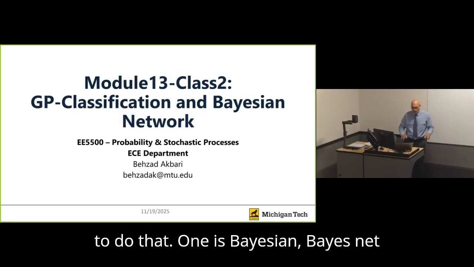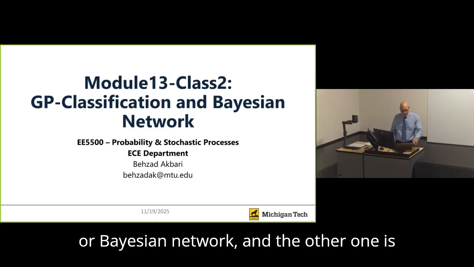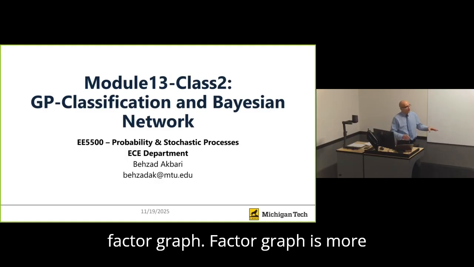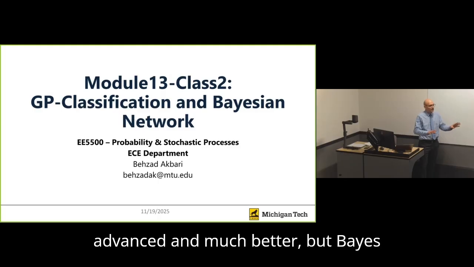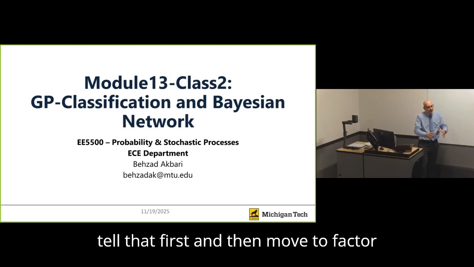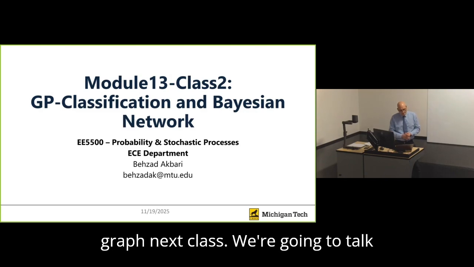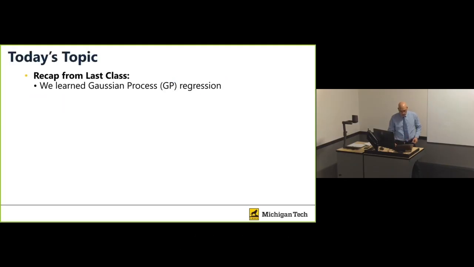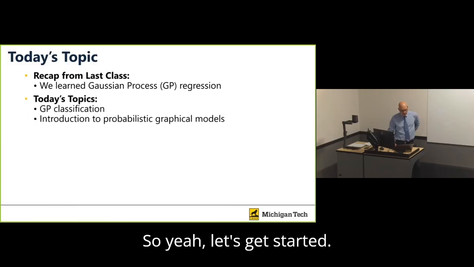There are two ways to do that. One is Bayes net, or Bayesian network, and the other one is factor graph. Factor graph is more advanced and much better, but it is based on Bayes net. So I need to tell that first and then move to factor graph next class. We're going to talk about that today. So yeah, let's get started.